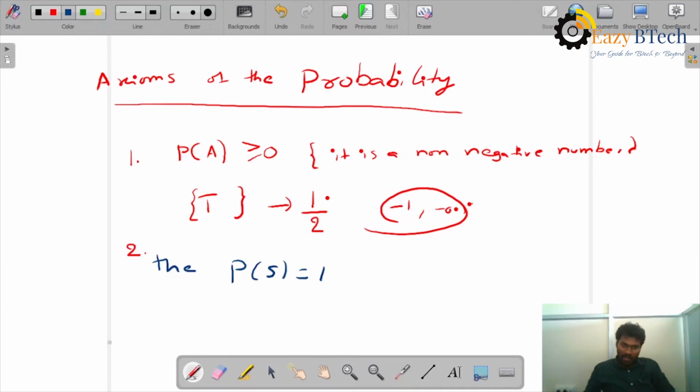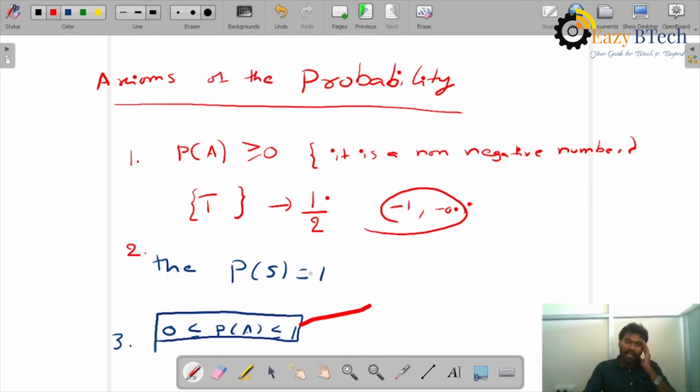And the third one you should remember. I told you what is the maximum limit of probability. It is a non-negative number, that means it starts compulsorily at 0. And where it ends? The ending point is P of A less than or equal to 1. So the probability is minimum 0, that means you lost the game, and the maximum value is 1, that means you compulsorily win that game. So these are the three axioms of probability.